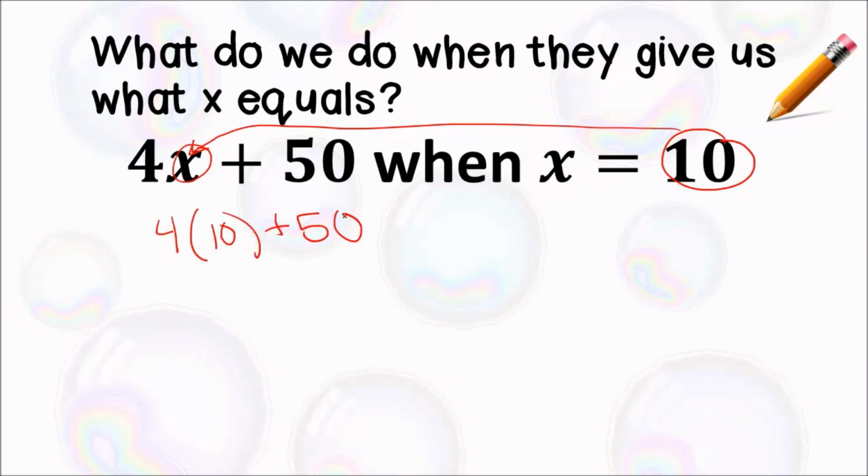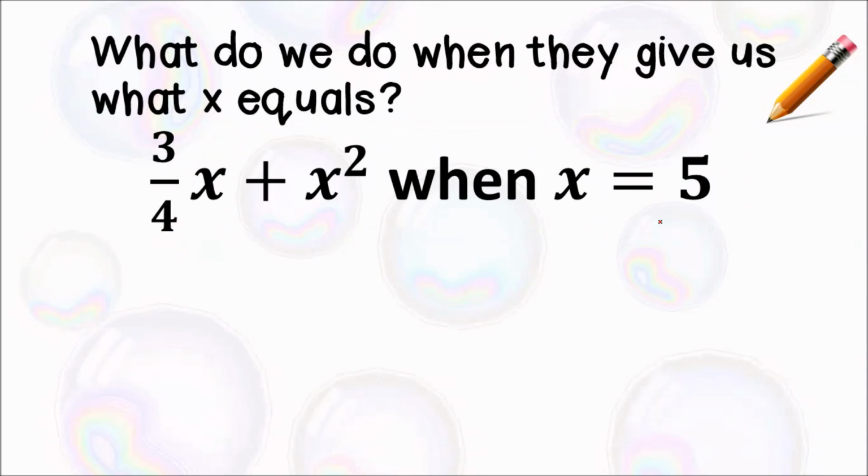4 times 10 plus 50. Notice how I used the parentheses to show my multiplication. 4 times 10, well that's just 40. Plus 50. 40 plus 50, that's just 90. So you're still going to be using PEMDAS, but you're just going to do the extra step before that.